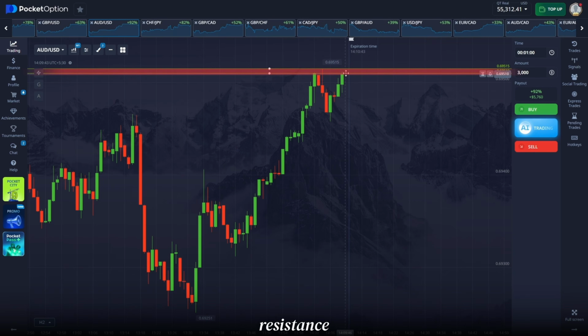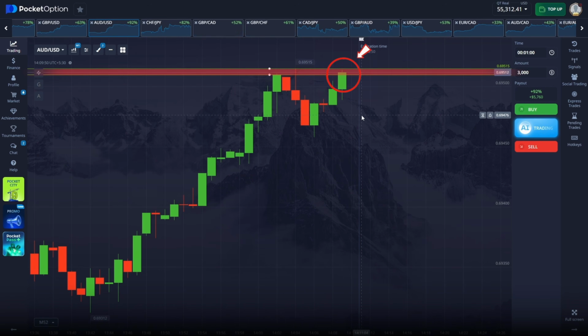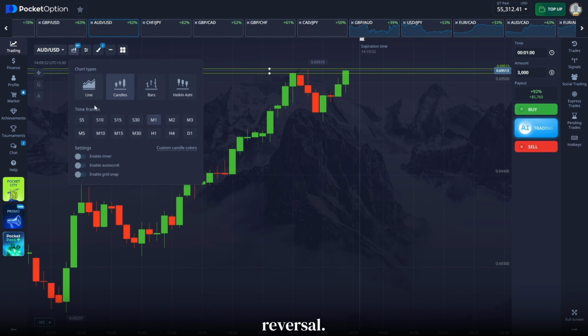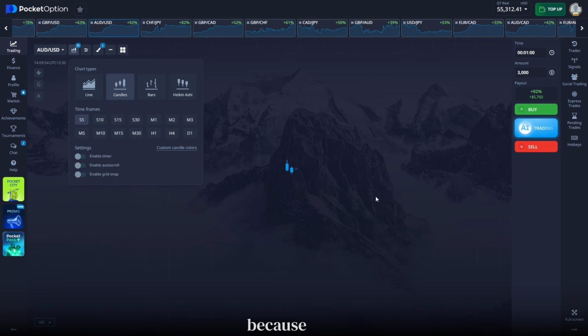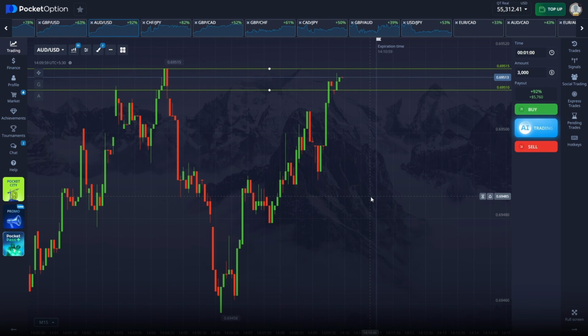Price hit the resistance zone, and now I will wait for this 1 minute candle to close. If it closes without breaking this level, I will expect a reversal. Let's open the 5-second chart, because on the 5-second chart we will need a bearish reversal confirmation.